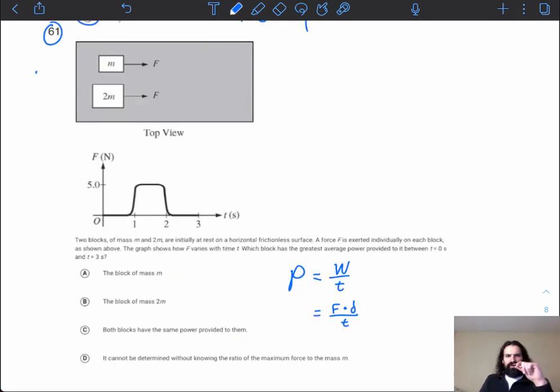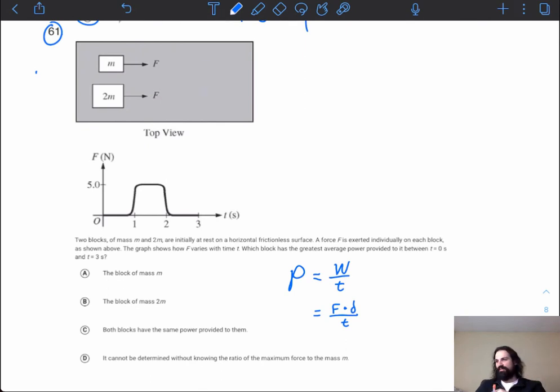All right, so 61, I'm quickly glancing at the diagram. We have two blocks both being pulled with force F. We have force versus time. Slope and area under the curve don't really seem to give me a whole lot for that. And then I'm looking at the answer choices. Block of mass M, block of mass 2m, both have the same power. So I'm comparing power of the two blocks, which one gets more power. And then when you read the question, you find out that's exactly what's going on.